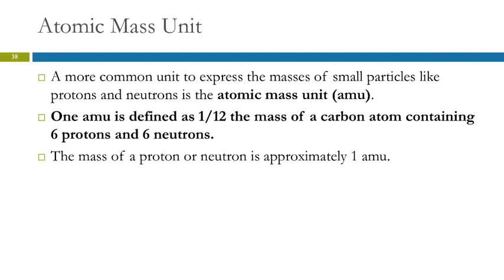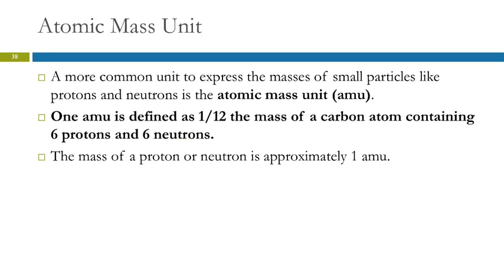So it's a mass unit for measuring the size of atoms. And the abbreviation is AMU, and you would read that as A-M-U, not "amu," some strange relative of an emu. Okay, so what is an AMU? An AMU is defined as 1/12 the mass of a carbon atom that contains 6 protons and 6 neutrons.